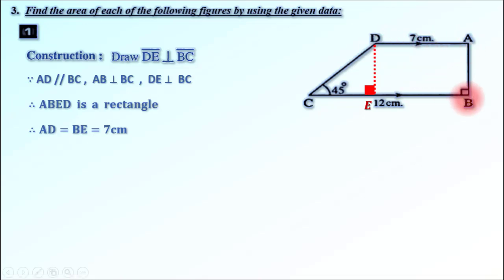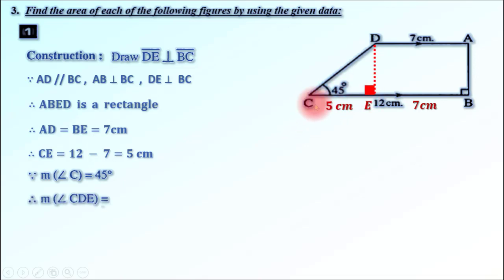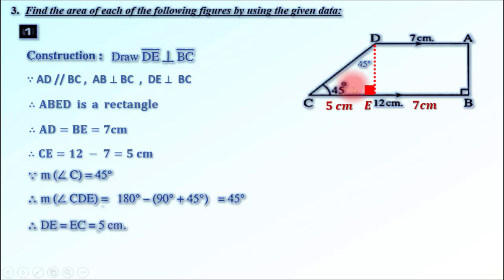Then AD its length equals BE, which equals 7 centimeter, and since BC equals 12 centimeter, therefore EC will equal 12 minus 7, which equals 5 centimeter. Since the measure of angle C equals 45 degree and the measure of angle CED equals 90 degree, therefore the measure of angle CDE will equal 180 minus 90 plus 45, which equals 45. Therefore we have here two angles equal in measure, so this triangle is an isosceles triangle. Then the length of DE equals the length of CE, equal 5 centimeter. Therefore also AB equals 5 centimeter.